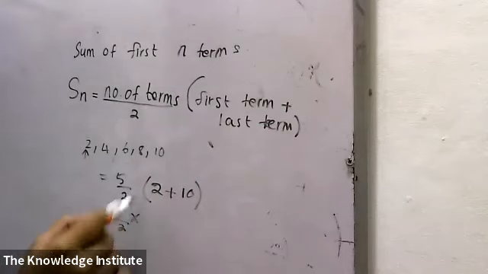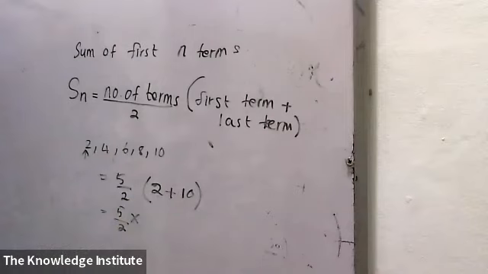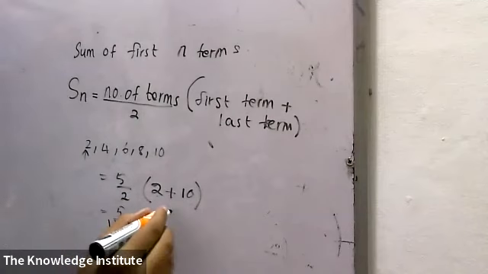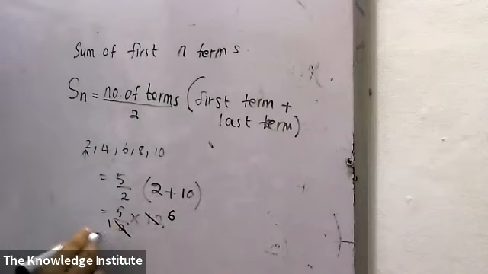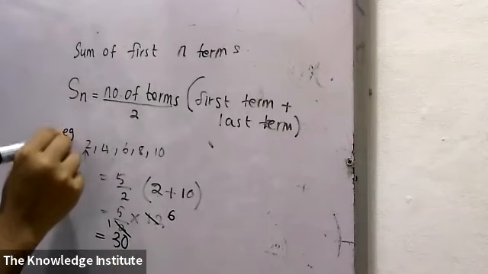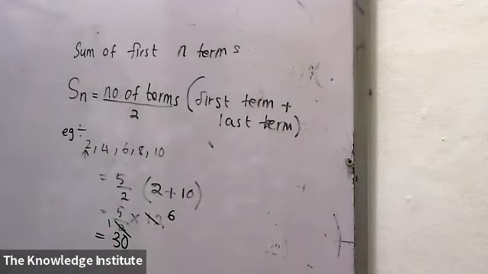Bracket means multiplication. 2 plus 10 is 12. Can you simplify this 12 and 2? Yes, because both are multiples of 2. 2 divided by 2 is 1. In 12, we have 6 times. 5 times 6 are 30. 30. This is the way we use.